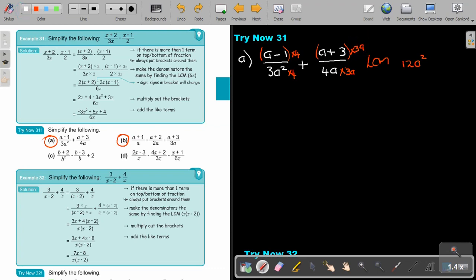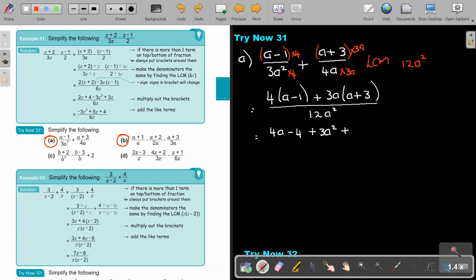And then I'm going to simplify, so it's 4a minus 1 plus 3a plus 3. And that's going to be over 12a squared. And this will be 4a minus 4 plus 3a squared plus 9a over 12a squared. And if I write it in descending order of the exponents of a, so it's a squared, then 4 plus 9, what will that be? 13, just get it correct there.